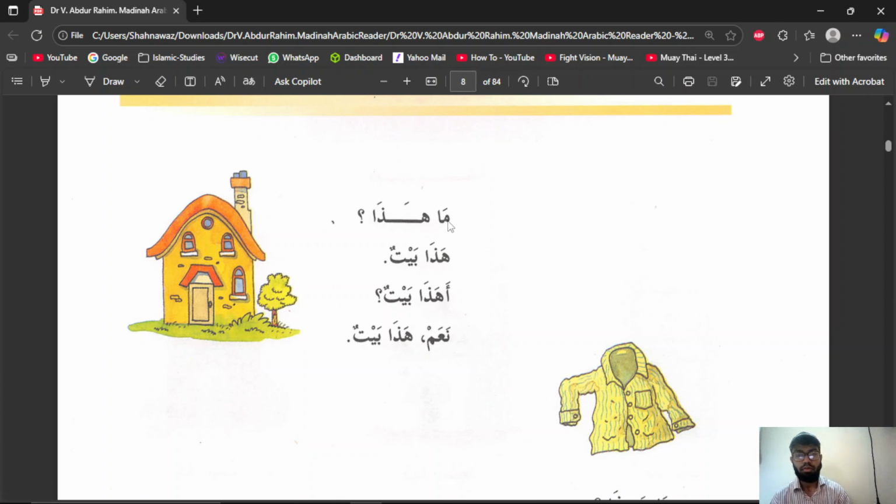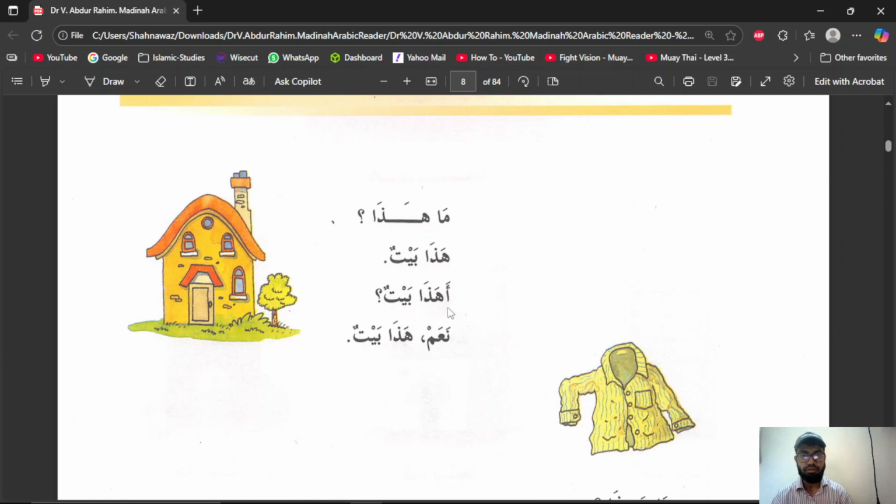Okay, so we'll go once again. Ma hada. Ma means what? Hada means this. What is this? And the reply is Hada Baytun. This is a house. Hada Baytun, is this a house?